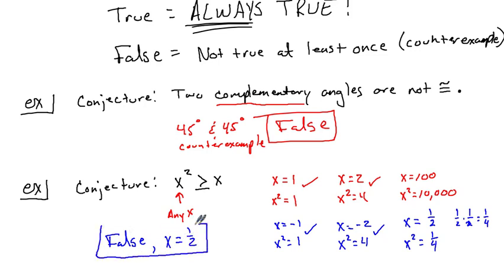I could have picked any fraction that was less than 1. I could have picked 1/3 or 1/4 or whatever. But anyways, that's a real quick introduction to inductive reasoning and, more importantly, making a conjecture and saying whether it's true or false.